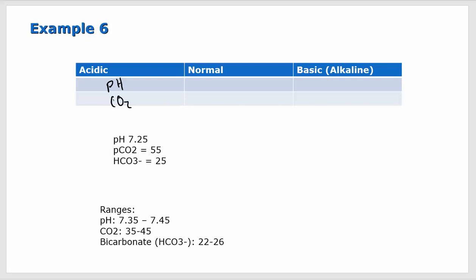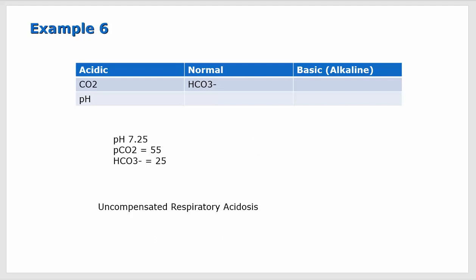Bicarbonate is normal, so bicarb is in the normal. Wait, no, it's not. Yes, it is. So bicarb is 25, so that's right there in the normal range. Okay, this is kind of boring. So it's definitely respiratory. A lot of respiratory acidosis is here, and it's uncompensated. So uncompensated respiratory acidosis.